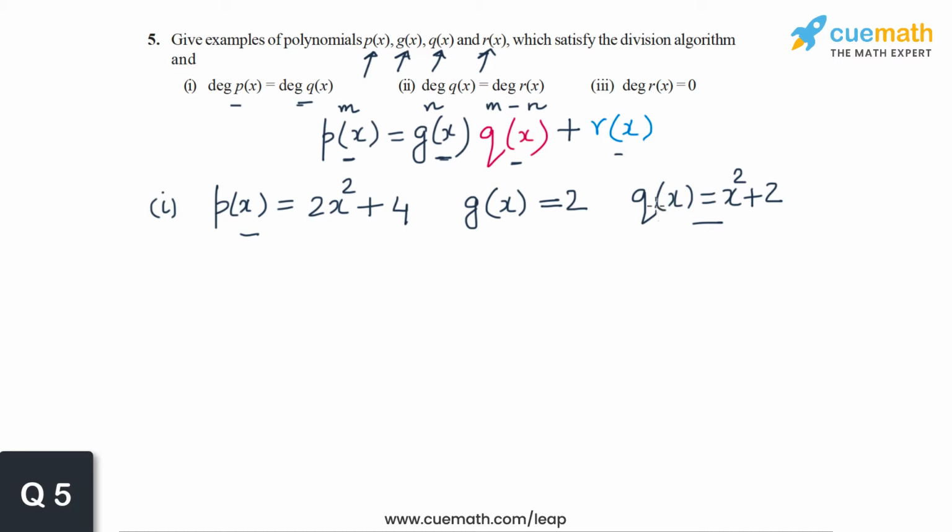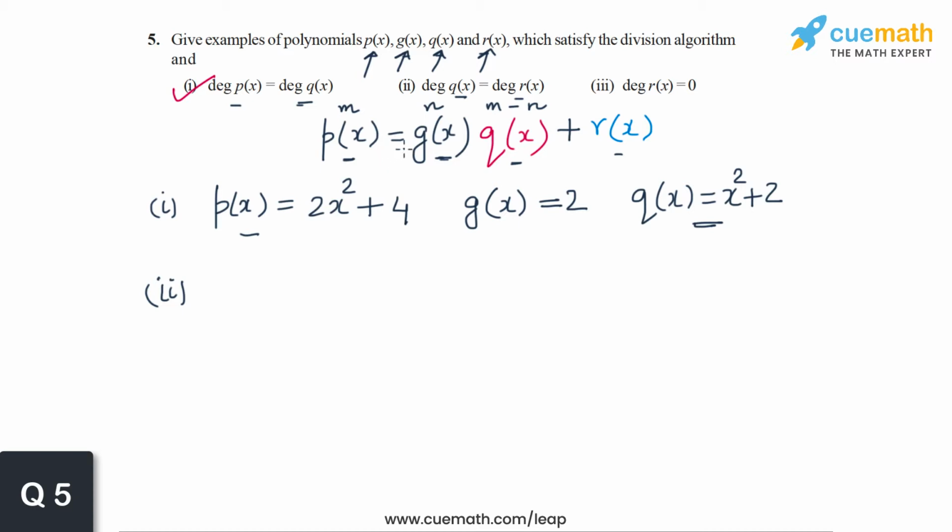So whenever the divisor is a constant polynomial, the quotient polynomial will have the same degree as the dividend polynomial. So that completes part 1. Now let's go to part 2. In part 2, we want to find an example where the quotient has the same degree as the remainder.